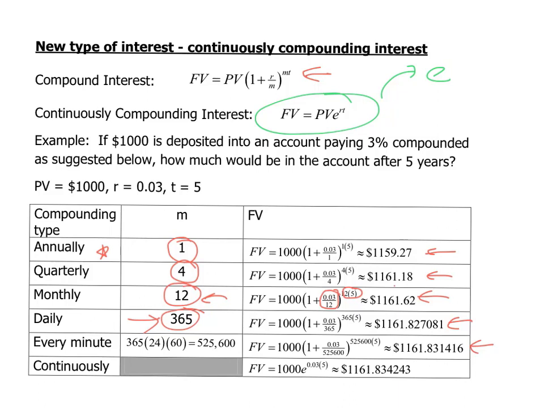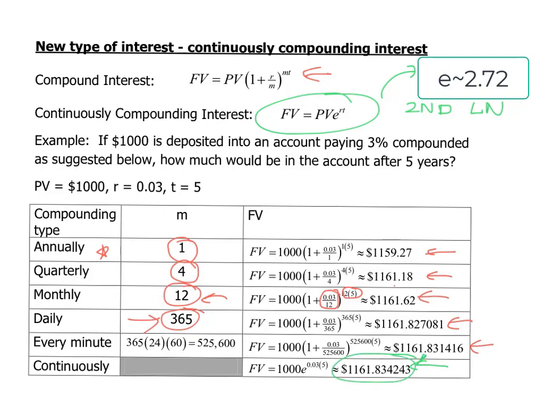e is a constant like pi. So pi we know is 3.14159. e is just another constant, and it's approximately equal to 2.72. And you'll just access it on your calculator, and on most calculators it's like the second ln. Just look for the ln key, and then it's usually the second version of that. So if I wanted to figure out how much I had in the account compounded continuously, this is the amount that I have. And again, notice that it's not all that much different than daily.